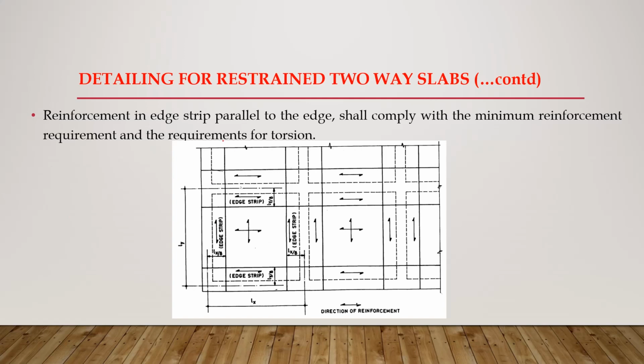So reinforcement in the edge strip parallel to the edge shall comply with the minimum reinforcement requirement. We talked about the middle strip. In the edge strip, our requirement for reinforcement shall comply with the minimum reinforcement requirement, that is 0.12% in the case of high strength bars and 0.15% in the case of plain bars.